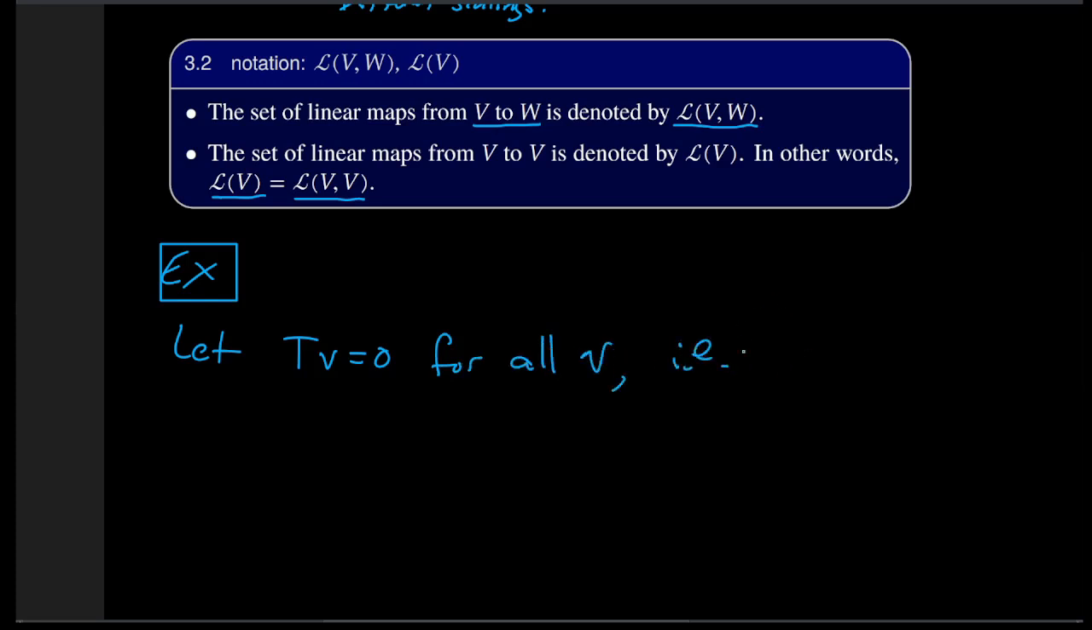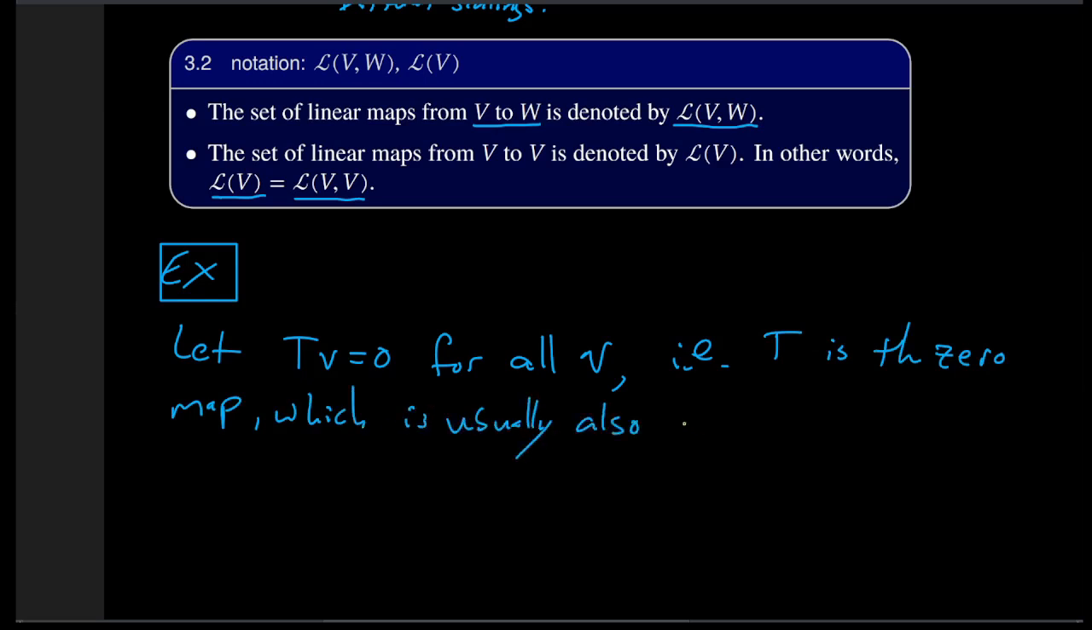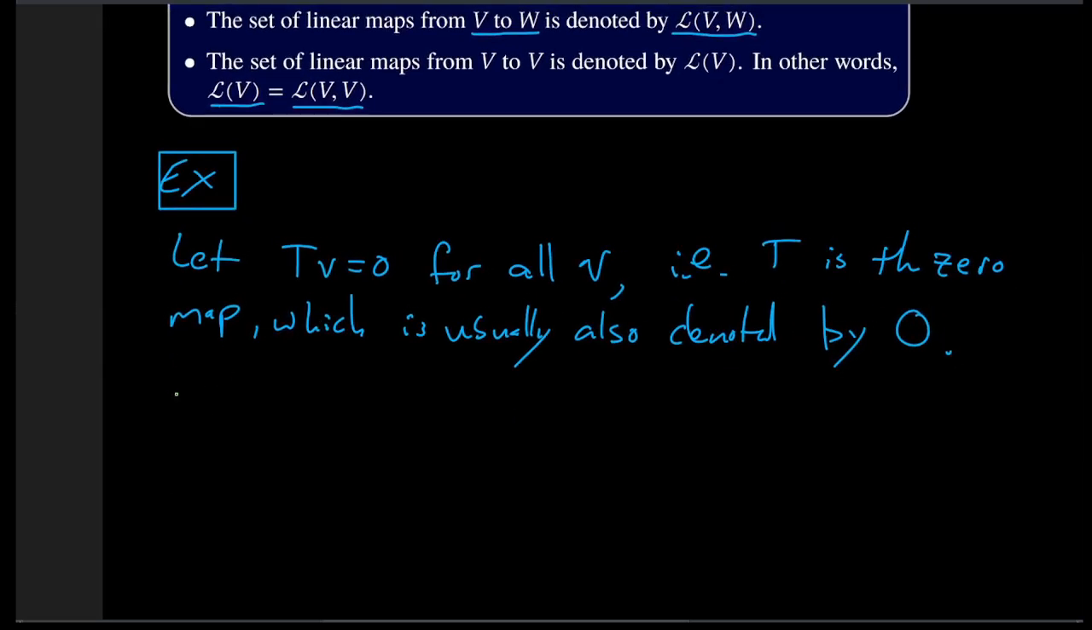Let's let T of V equal 0 for all V, i.e. T is the 0 map, which is usually also denoted by 0. Okay, is this a linear map?